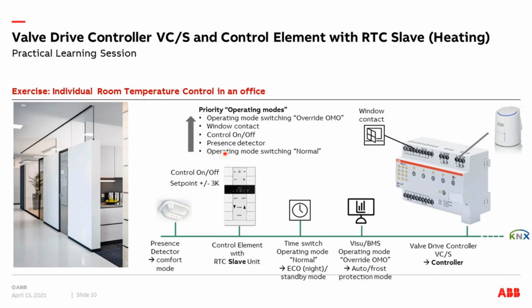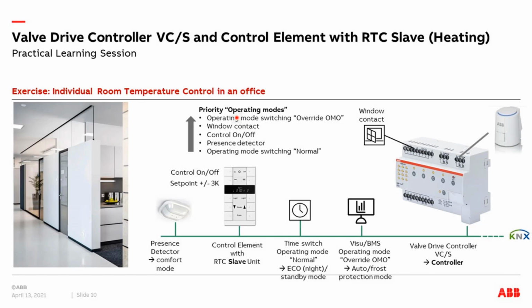Starting with the lowest priority, this is our operating mode switching normal, which is simulated here by a time switch. The next higher level is the presence detector, which gives us the information room occupied or not. Then the next higher priority level is the controller on and off, followed by the window contact. And the highest priority is our operating mode switch override, which is simulated by our visualization or BMS system. So this is exactly the priority levels of a room temperature controller.